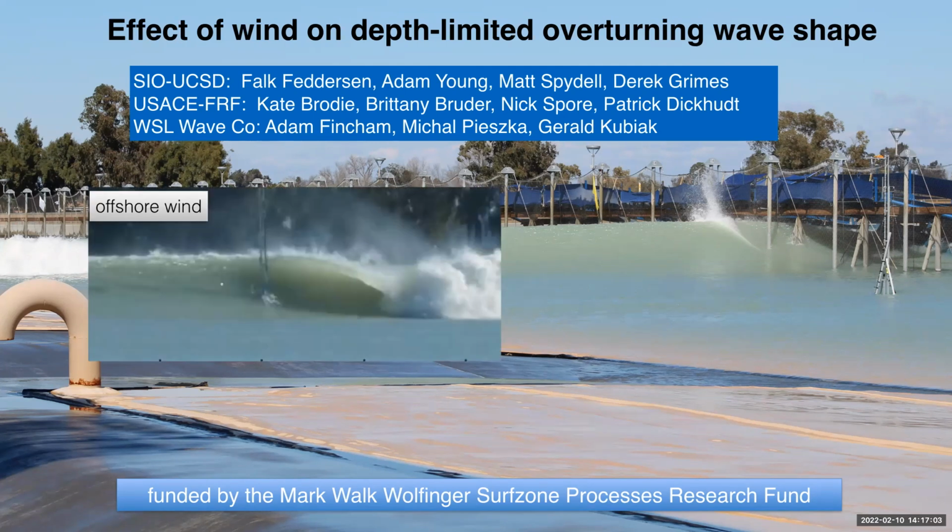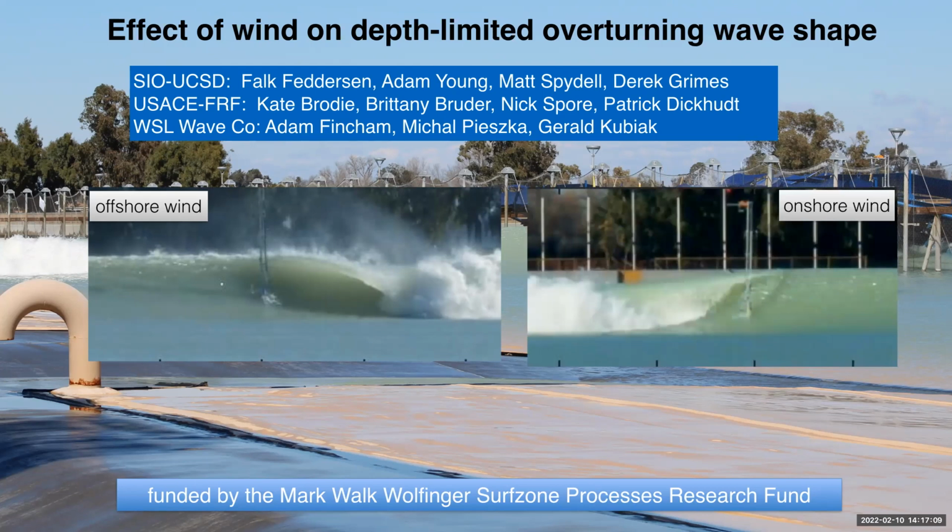And so just to set the stage, I'm going to show you a photograph here of a wave at the Surf Ranch with offshore wind, and then another wave here with onshore wind. And what you can see is that there are qualitative differences between how this wave is overturning. The overturn means how the lip of the wave jets out in front of the wave. You can see here it's a fairly large overturn, and here it's a fairly small overturn. And we're going to be quantifying these things and looking at the effect of the wind on it.